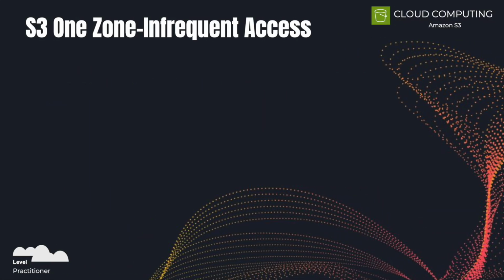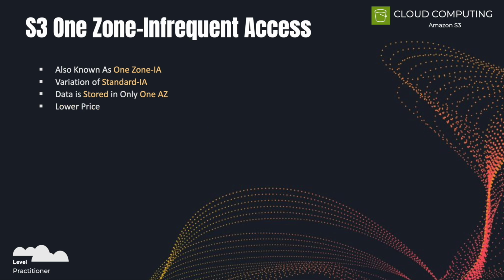Next, we have One Zone Infrequent Access, or One Zone-IA. One Zone-IA is a variation of Standard-IA, but with one important difference. Your data is stored in only one availability zone. By reducing redundancy, AWS can offer it at a lower price point. Because of this, it's not as durable as multi-AZ options, but practical use cases would be secondary backups or data that can be easily regenerated if lost.